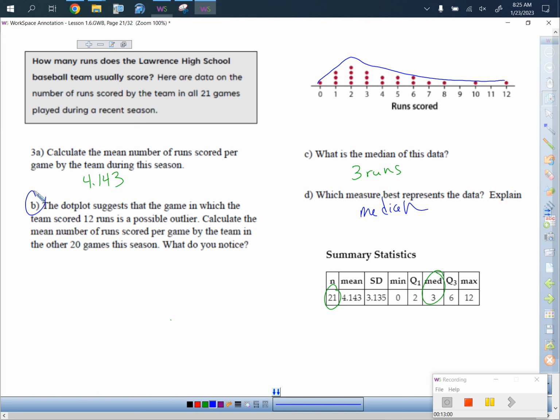Now let's go back and do part B. Part B says the dot plot suggests in the game where the team scored 12 runs is a possible outlier. So they're saying, hey, this is a possible outlier.